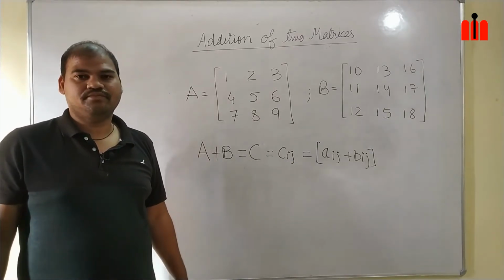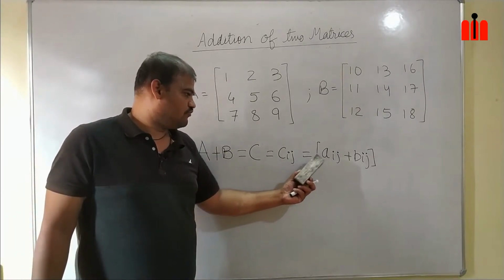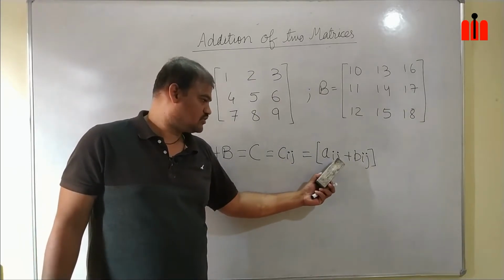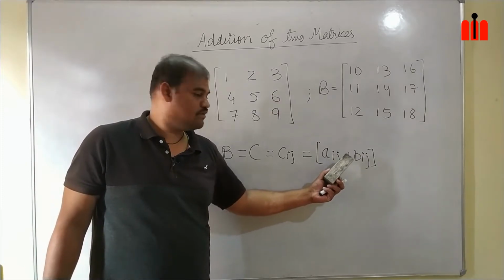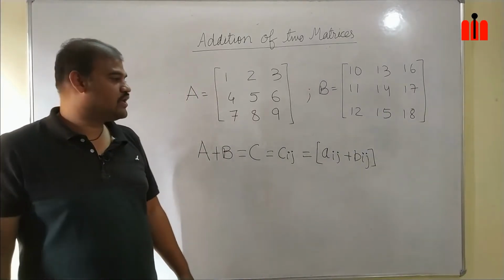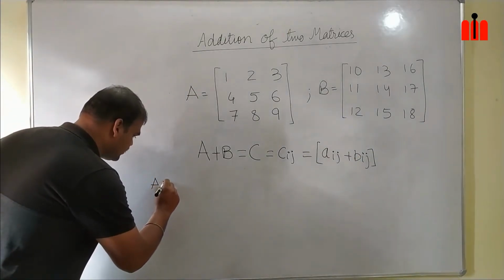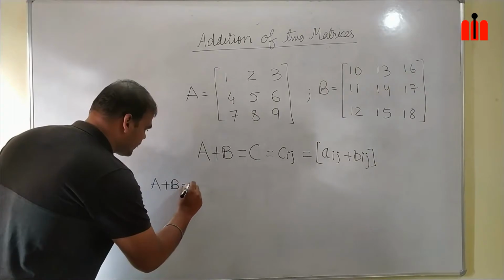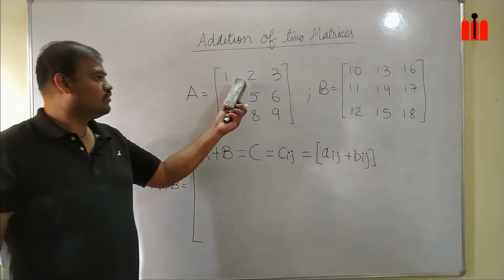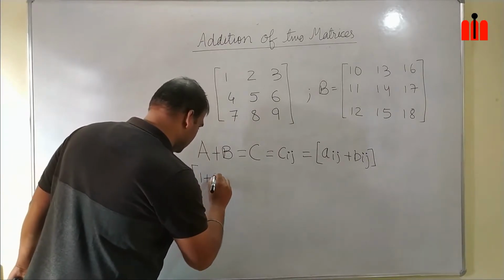Let's read it now. First row and first column of matrix C is equal to the sum of first row and first column of matrix A plus first row and first column of matrix B. Okay, so let us now write the result, how it will look like. So A plus B, which is equal to C, will be 1 plus 10. So you can write here the first element as 1 plus 10.